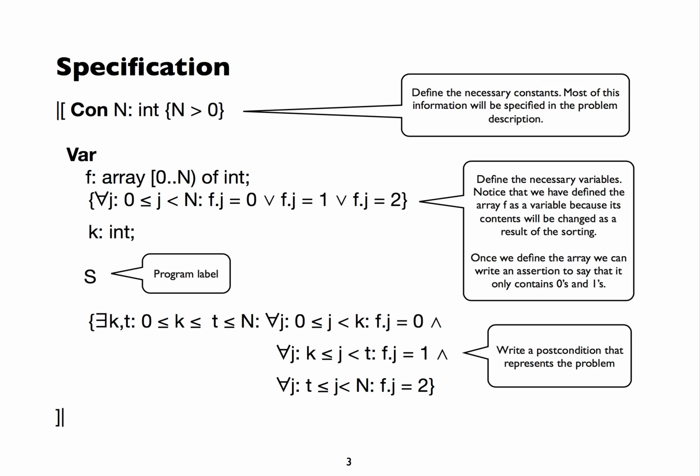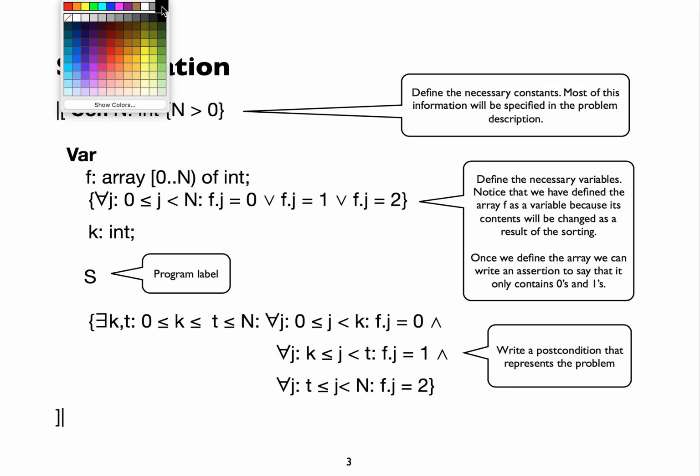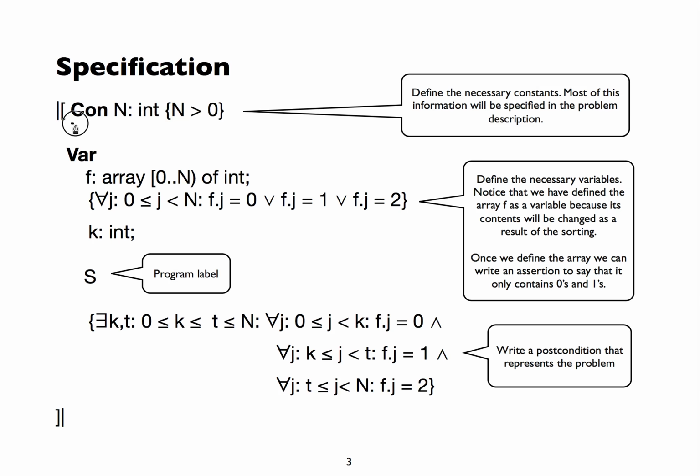Next, we need to define the variables that we have in our program. As well as defining the constants, we now define variables. And of course, our array is going to be defined as a variable instead of a constant. The reason is because we will be sorting the array. The items in the array will change.